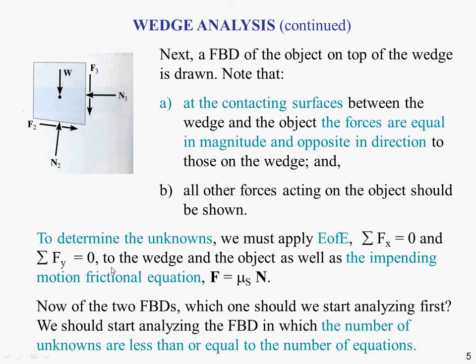Okay, so when we start to do a problem where we're analysing a wedge with a block sitting on top of it, which of the two free body diagrams should we start analysing first? Right. The answer is we should start analysing the free body diagram in which the number of unknowns is less than or equal to the number of equations, because otherwise we can't solve anything. So the number of unknowns must be equal to or less than the number of equations.